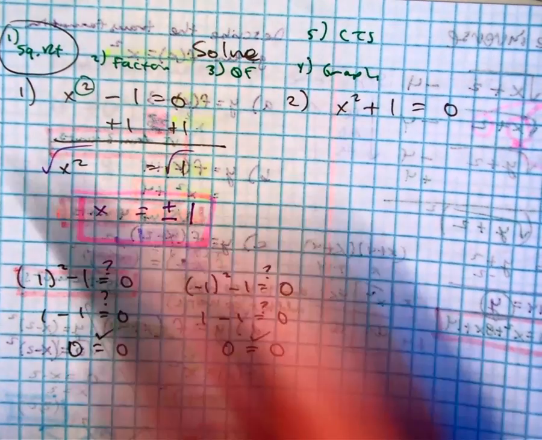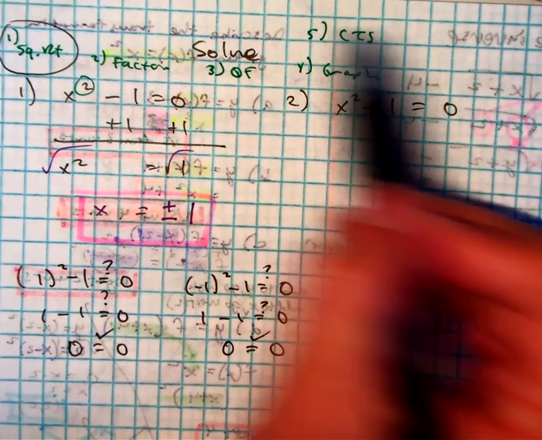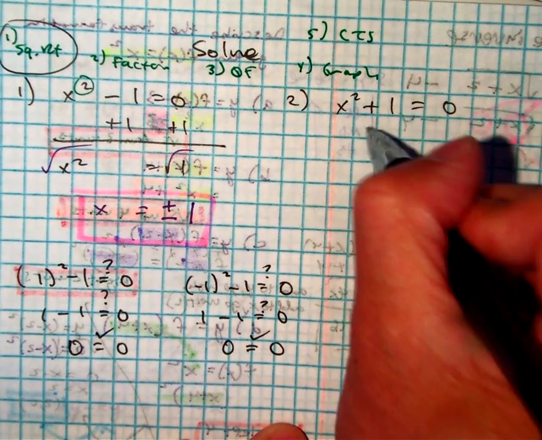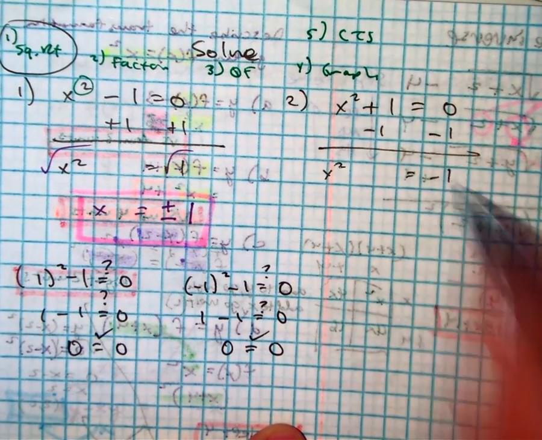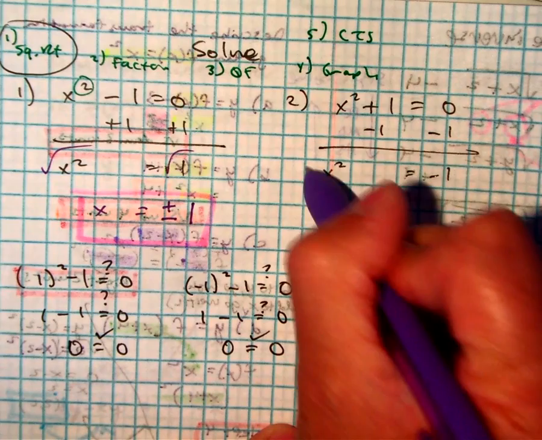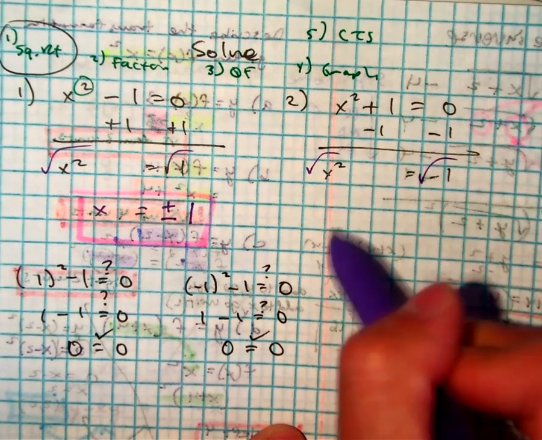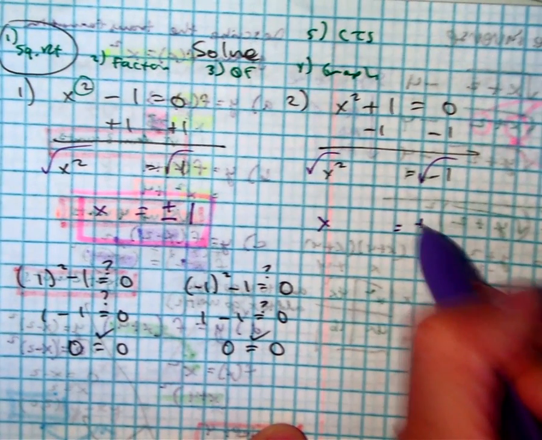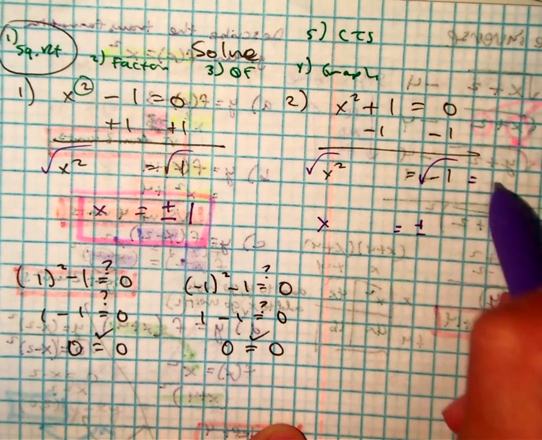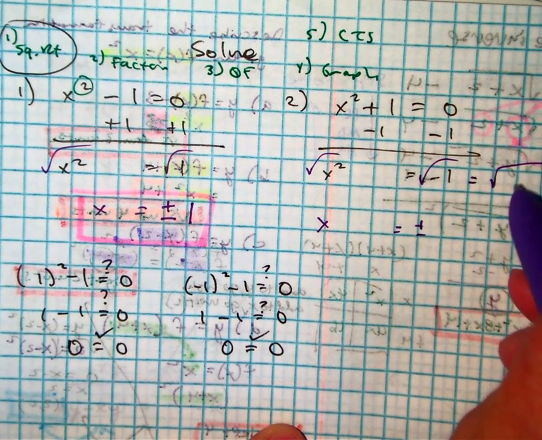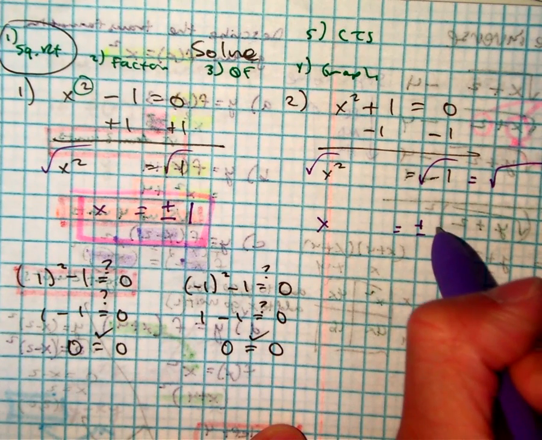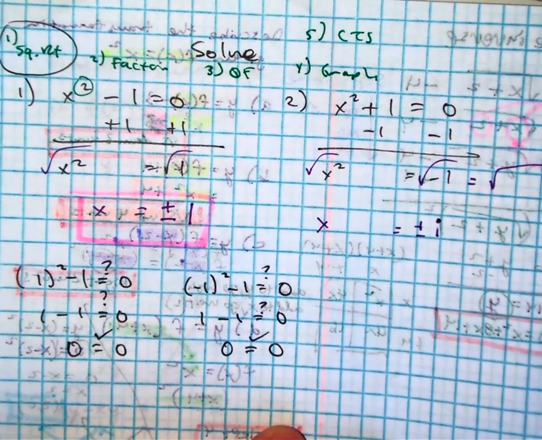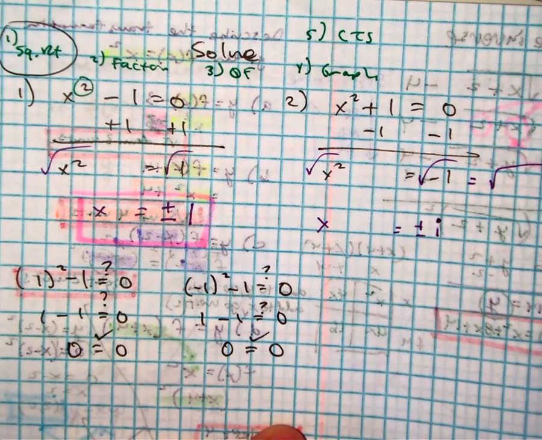Okay. On this side, let's do the same thing. We're going to use the square root method. Again, you can use any of these methods, and they would do the same. So if I subtract 1, I get x squared equals negative 1. I take the square root. I have x equals plus or minus. The square root of negative 1 is, some of you guys recognize, the square root of negative 1 is i. So our answer is x equals plus or minus i.